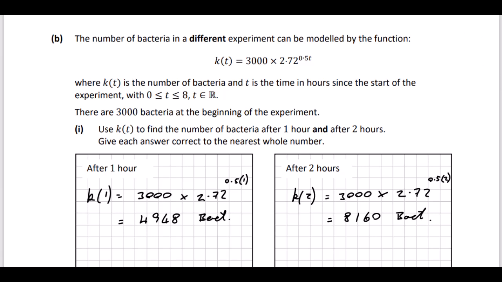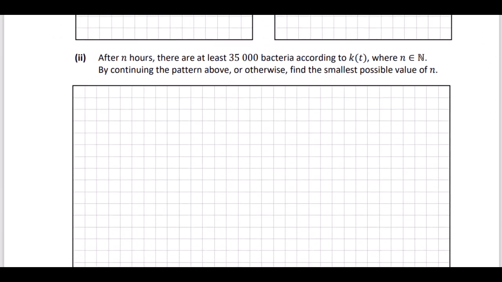Okay, so that's part 1. Let's have a look at part 2. After n hours there are at least 35,000 bacteria according to k of t, where n is natural. By continuing the pattern above, or otherwise, find the smallest possible value of n. So we've done 1 and 2, so I'm going to do k of 3, which is 3,000 times 2.72 to the power of 0.5 times 3. That will give me 13,457 bacteria.